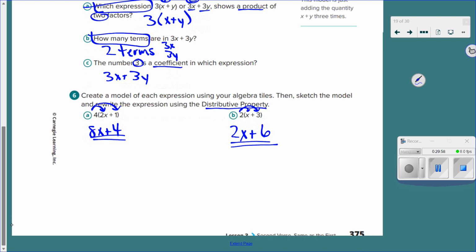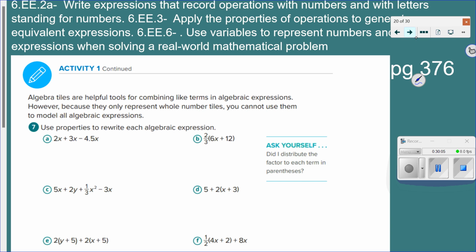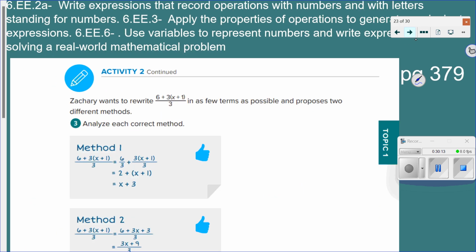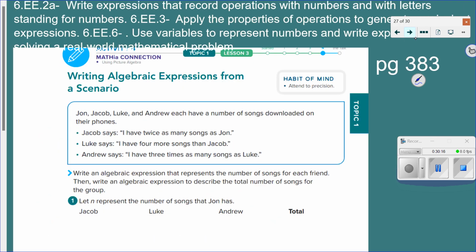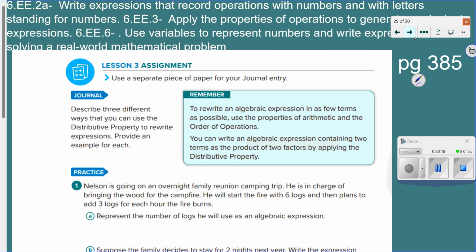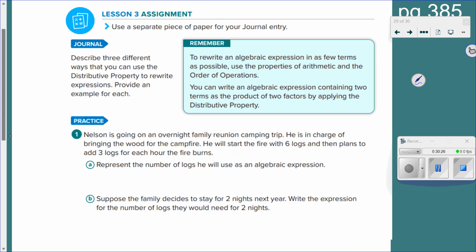Okay, you're going to need that because let's go to your homework. You got to get it into the video. So go to 385. Guys, please be quiet. It's on the video. You need to get this for everybody. So a few things. Describe 3 different ways you can use distributive properties to rewrite expressions. So take a look around. There should be a lot of ways to do this. I'll give you a hint. They give you a few clues in your remember piece.